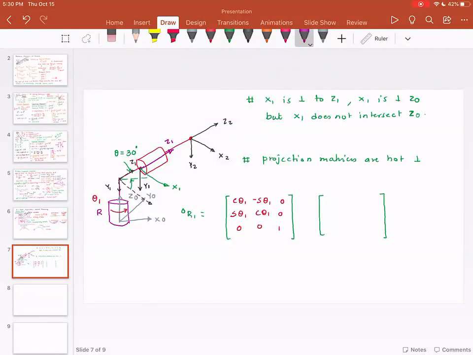Now I have a projection matrix, and that projection matrix would be x1, y1, z1, x0, y0, z0. Now, when we are trying to do this, x1, y1, z1, please note that there is this 30-degree angle that is floating around. And that would become part of this projection matrix. So, which means theta will be in projection matrix.